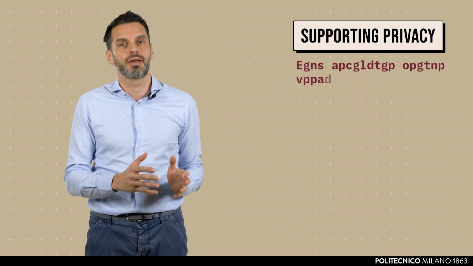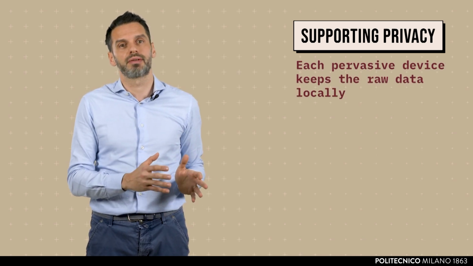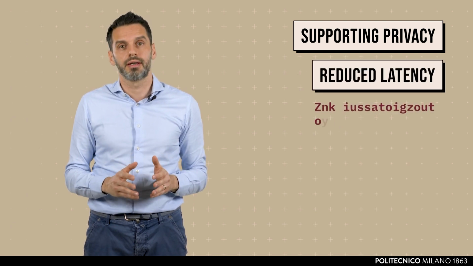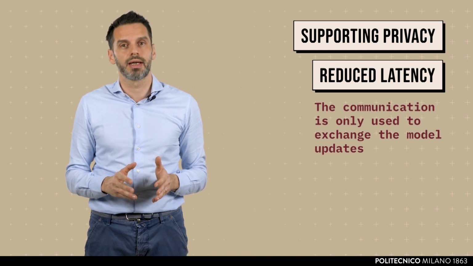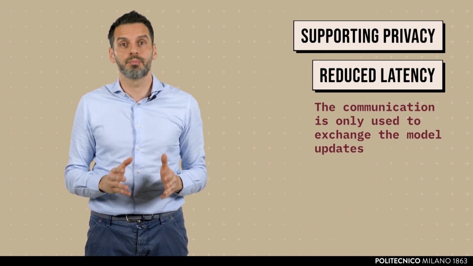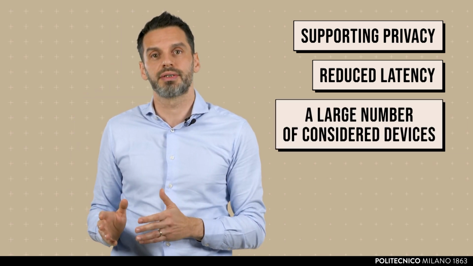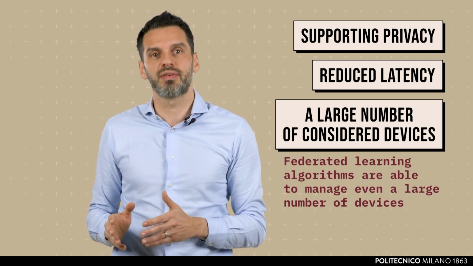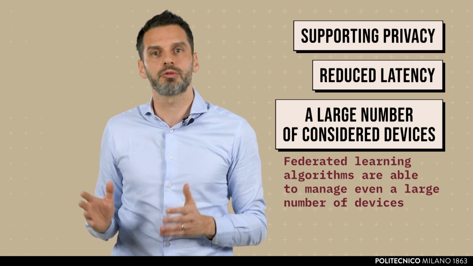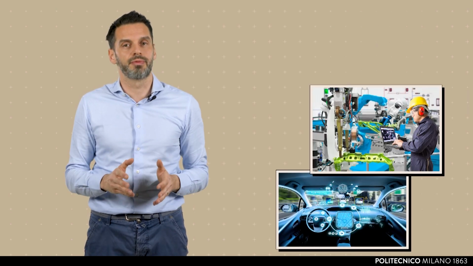First, supporting privacy. Each pervasive device keeps the raw data locally, and these data are never shared with the server. Second, reduced latency. The communication between devices and server is only used to exchange the model updates and not the data, hence reducing the required bandwidth and the energy consumption. Third, a large number of considered devices. In fact, federated learning algorithms are able to manage even a large number of devices, possibly characterized by different hardware platforms and different amounts of acquired data. Examples of federated learning can be found in smart cars, Industry 4.0, and e-health.